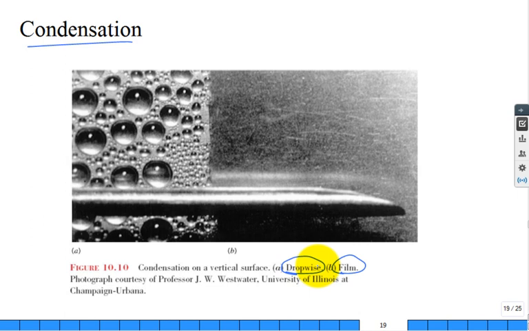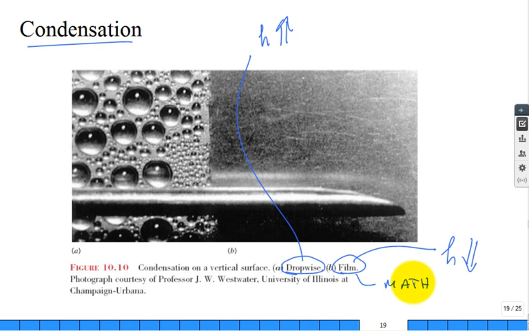Anyway, there's lots of examples. Your cold beverage in the summer sitting on a table. You get condensation on the outside, drop-wise, and then it can start to flow. This gives you a higher H. H is greater for drop-wise. The film is a lower H. This is one of those trade-offs. This one, you can do a decent job of trying to analyze it mathematically.